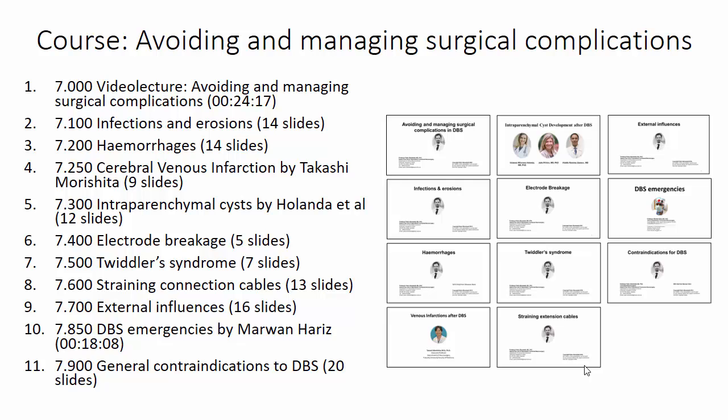In the final course, we will discuss how to avoid and manage surgical complications. We will look at infections and erosions, hemorrhages, cerebral venous infarction, intraparenchymal cysts, electrode breakage, Twiddler syndrome, straining connection cables, external influences, DBS emergencies, and finally general contraindications to DBS.